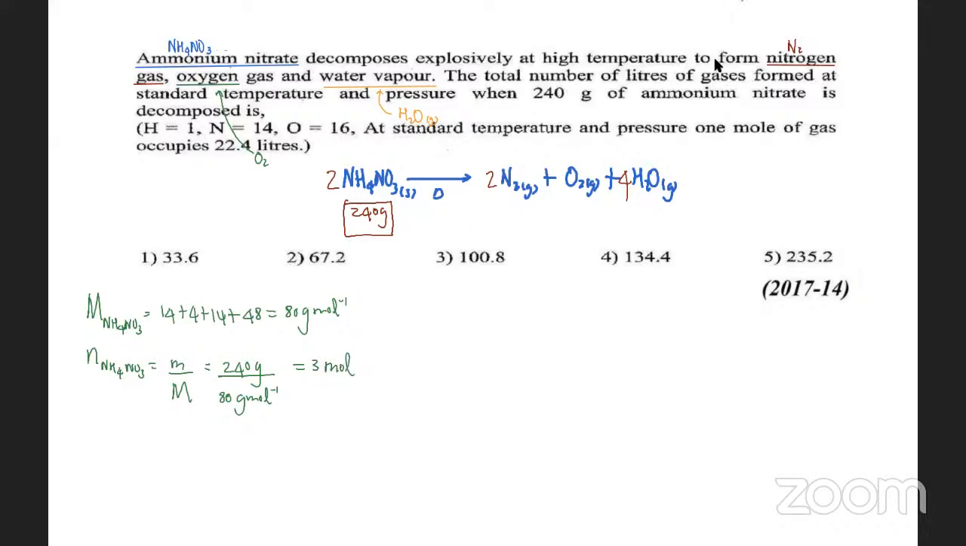If you have 3 moles of ammonium nitrate, tell me how many moles of nitrogen will be formed? 2:2, same number of moles, 3 moles, correct? How many moles of oxygen is going to be formed? 2:1, therefore it has to be half of it, that is 1.5 moles.